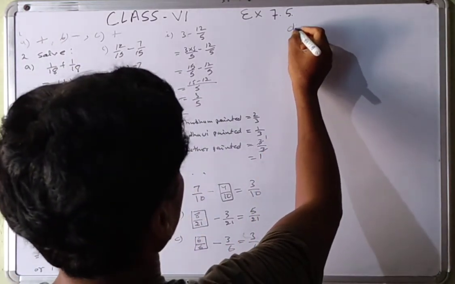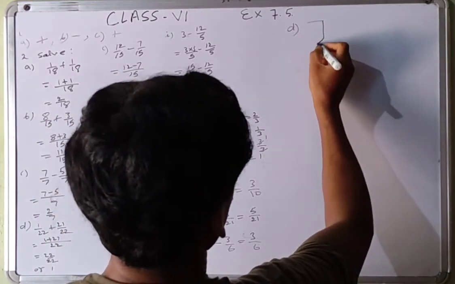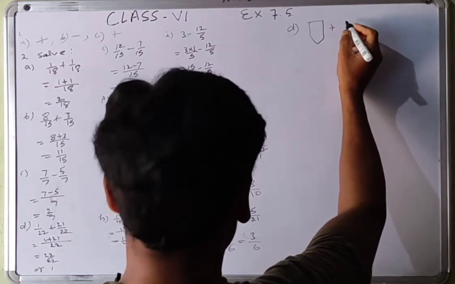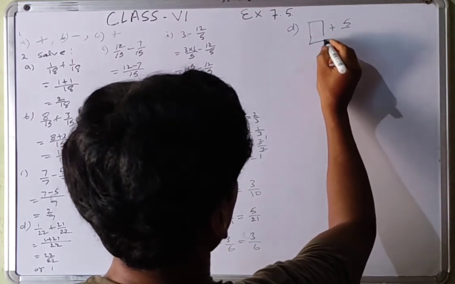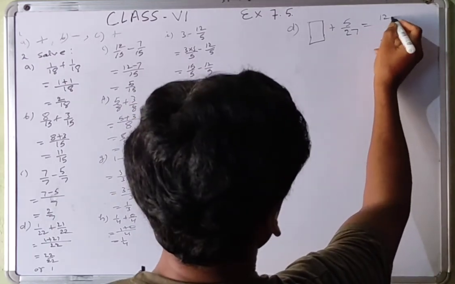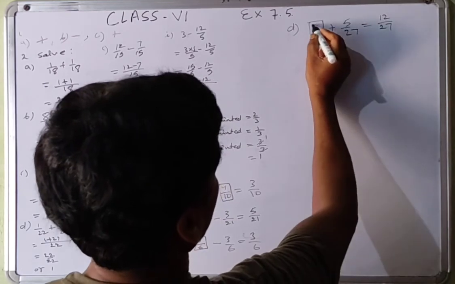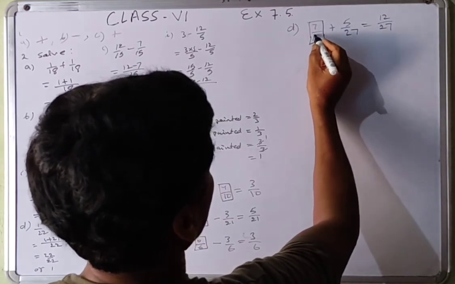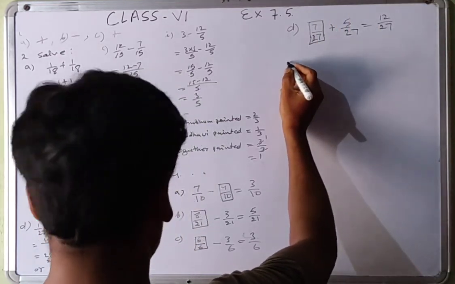D part, box plus 5 upon 27 is equal to 12 upon 27. So 12 less 5 is 7, that is 7 upon 27, or you can say 7 plus 5 is 12.